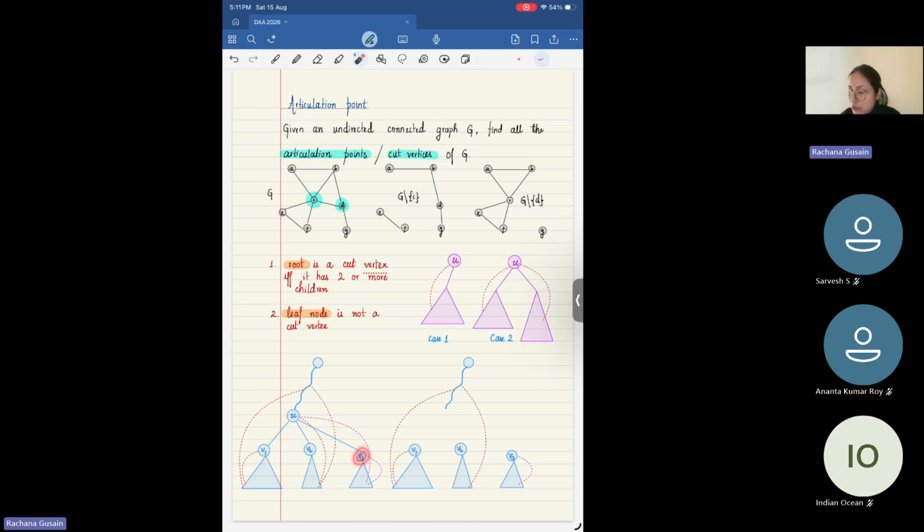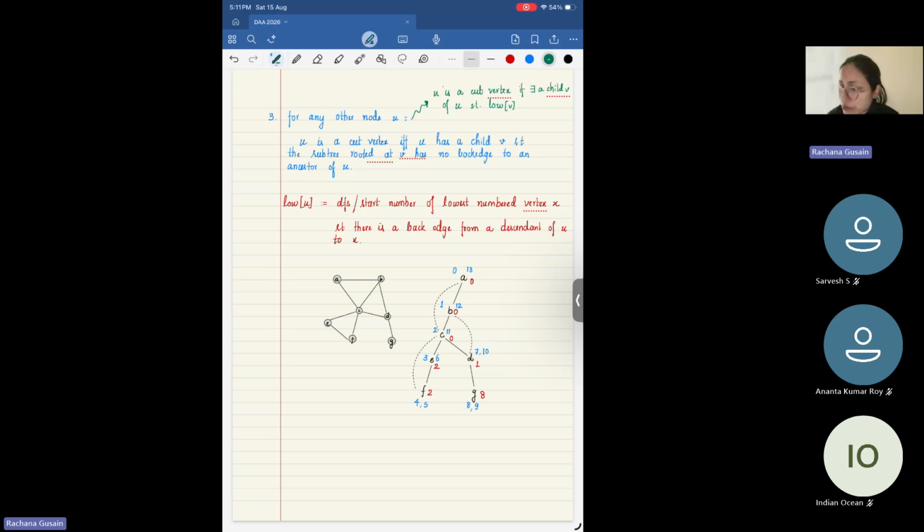But then there is a child whose low is at least the DFS number of u. So whenever we have a case that, for a vertex u, there is a child v of u such that its low is at least the DFS number or the start number of u, then we say that u is a cut vertex. Clear? Yes, ma'am.